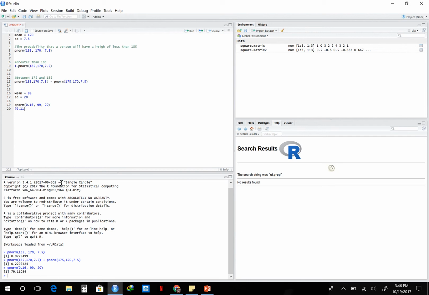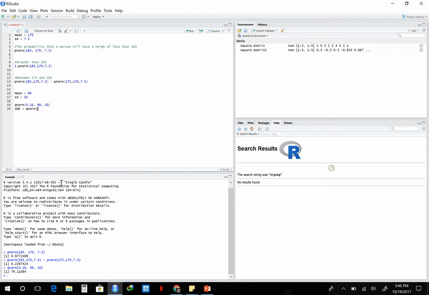And with the q-norm function, we can also find the IQR, the interquartile range. How we find that is we do q-norm.